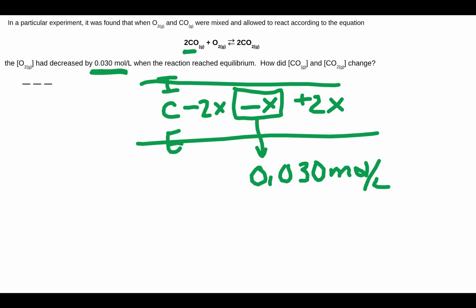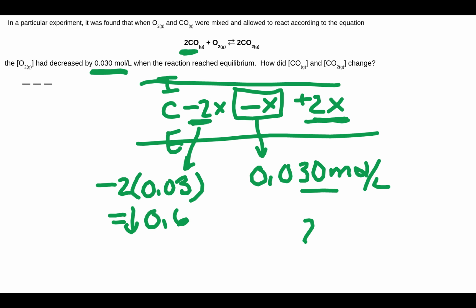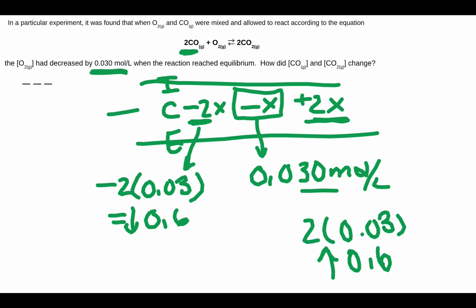And that's all related. So if that's decreasing at the rate of 0.03, then carbon monoxide decreases twice as fast. So it's going to decrease at a rate of 2 times 0.03, which would equal 0.06. So because they're getting used up, it's decreasing. Whereas your carbon dioxide is going to be produced at 2 times that rate. So you'd have 2 times 0.03. So that's going to increase at a rate of 0.06. So that's just more of a theory question based on the change value.